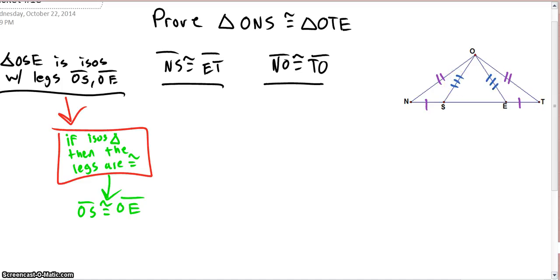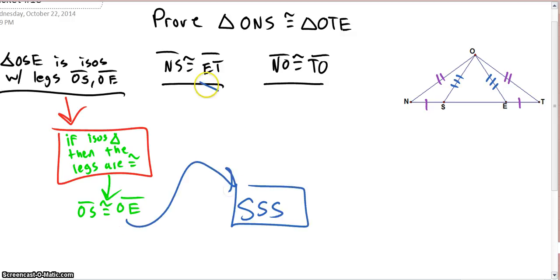OS congruent to OE. Well, look at that. We've already got side, side, and side, ONS being congruent to OTE. This is a pretty simple proof then. We've got an SSS situation. One side, two sides, three sides.